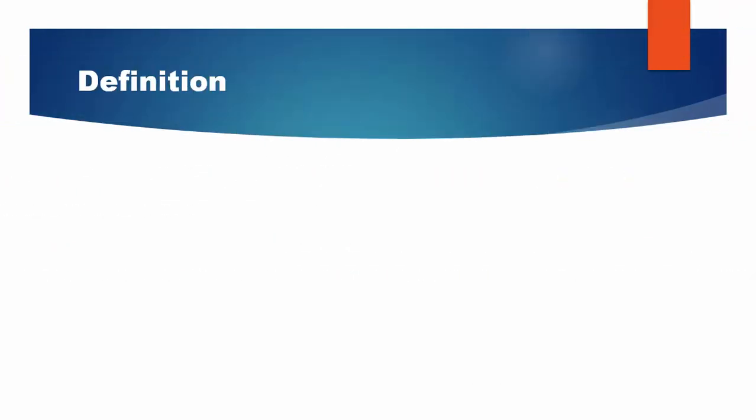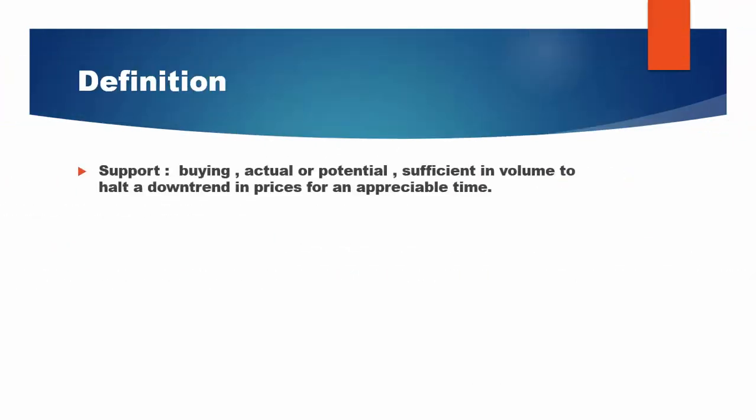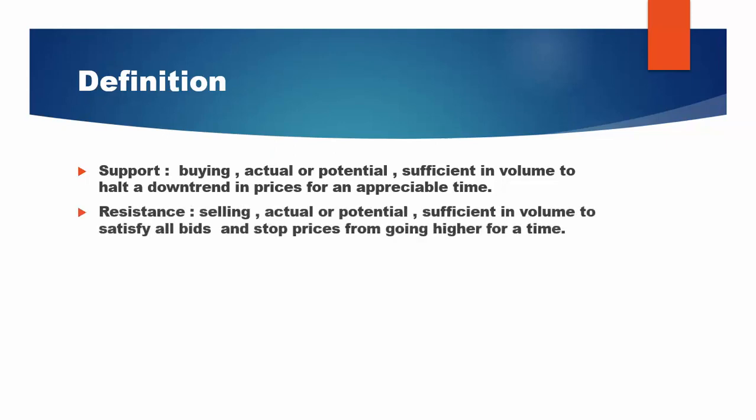Starting with the definition, support is buying, actual or potential, sufficient in volume to halt a downtrend in prices for an appreciable time. And resistance is the opposite. It is selling, actual or potential, sufficient in volume to satisfy all bids and stop prices from going higher for a time. Some words in these definitions look important.